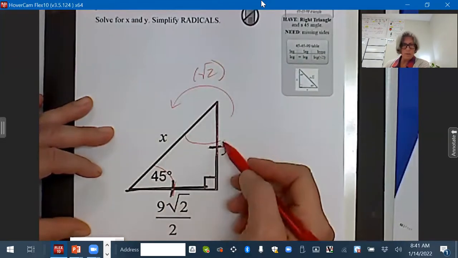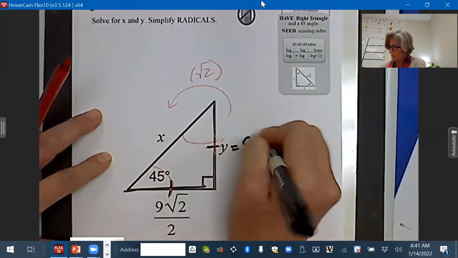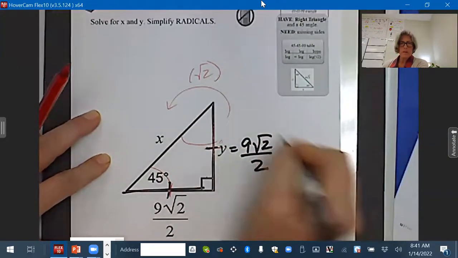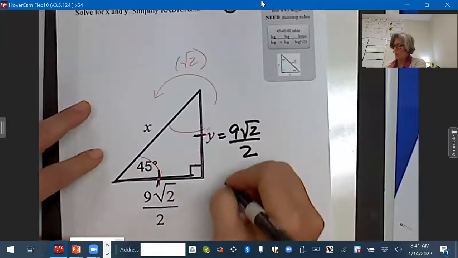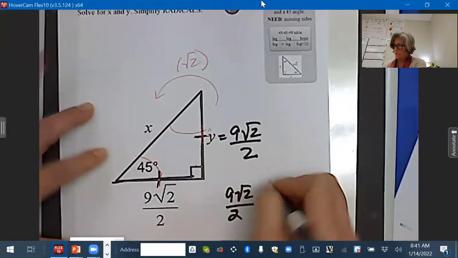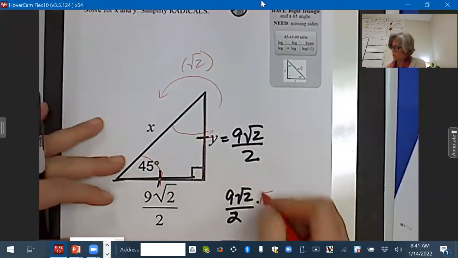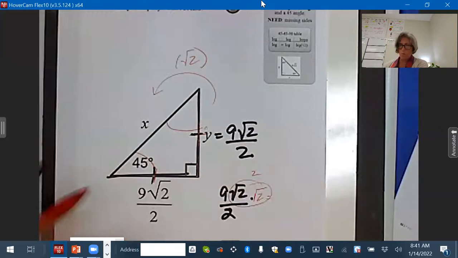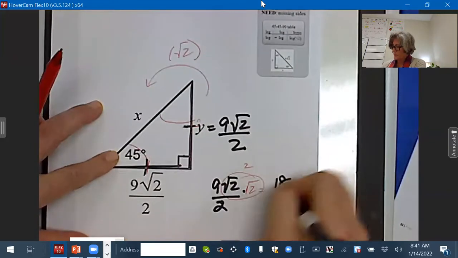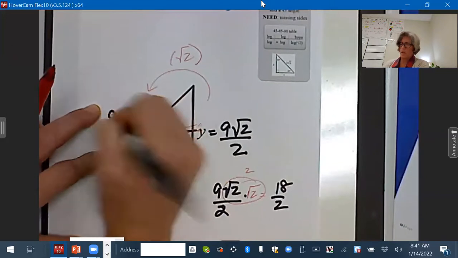So legs are equal. So if this is 9√2, guess what y is? And then we times by root 2 to get the hypo. Root 2 times root 2 is just 2. So we are going to get x equals 9.